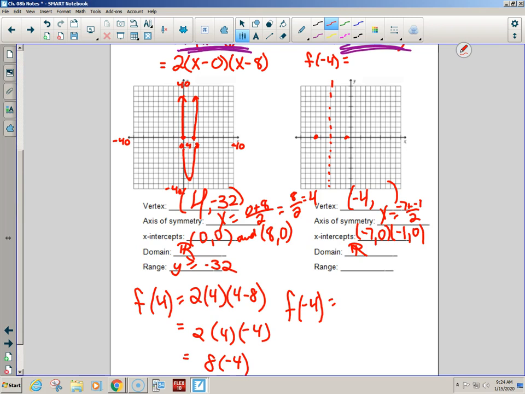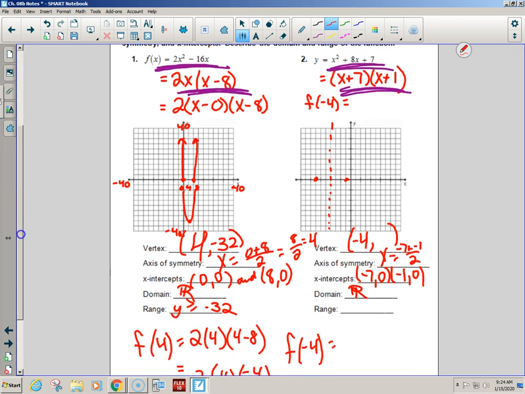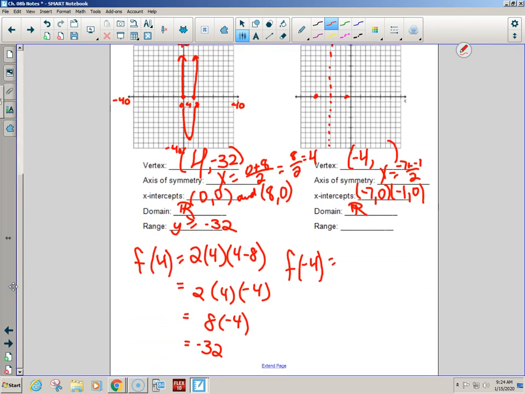So then did you plug into the second one? Now, you guys get to choose for me. Are you going to make me plug into the top one, or do you get to plug into the factored one? Factored? It looks so much easier. Okay, cool. I'm going to plug it into that one. So I'm going to plug into plus 7, plus 1. I need to take my x, which is negative 4 plus 7, and my x, which is negative 4 plus 1. We're just plugging in to find our vertex.